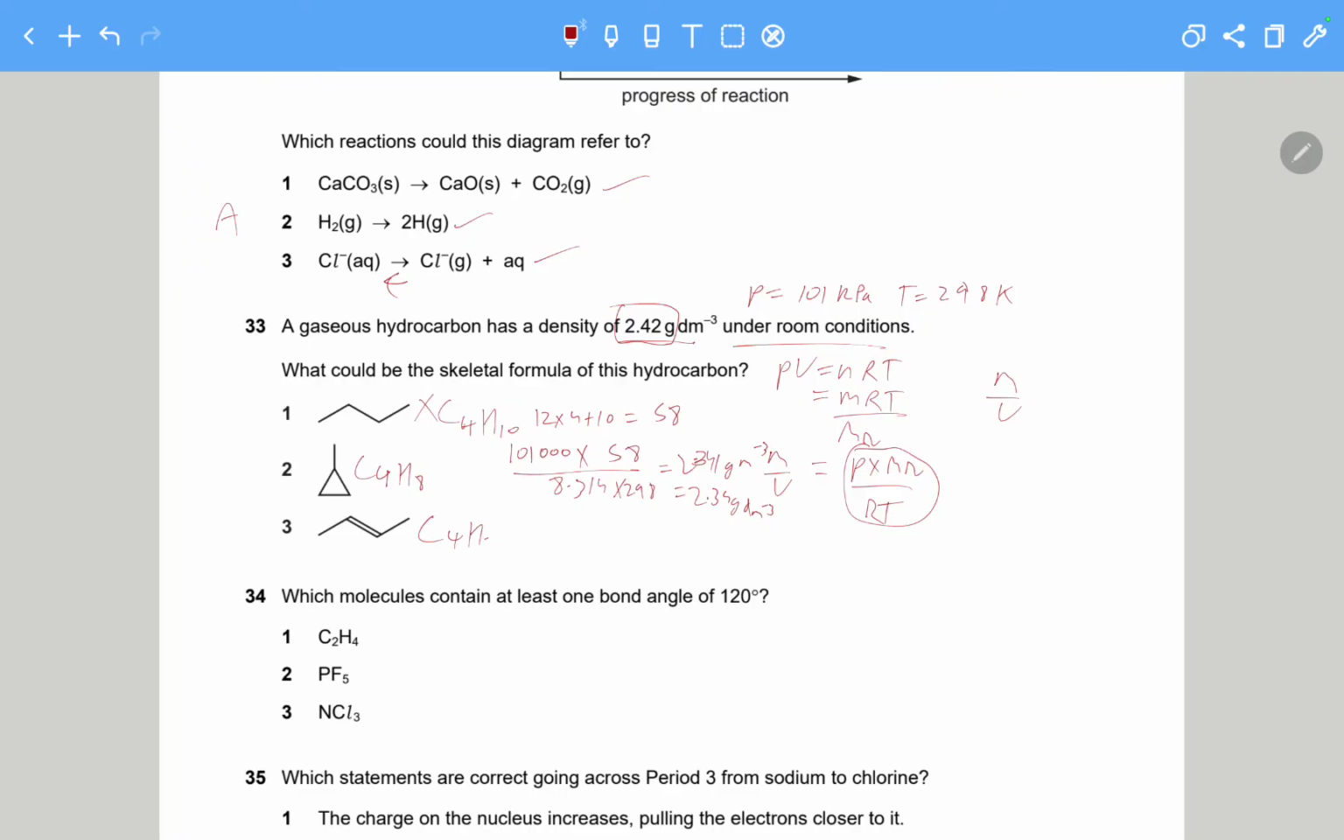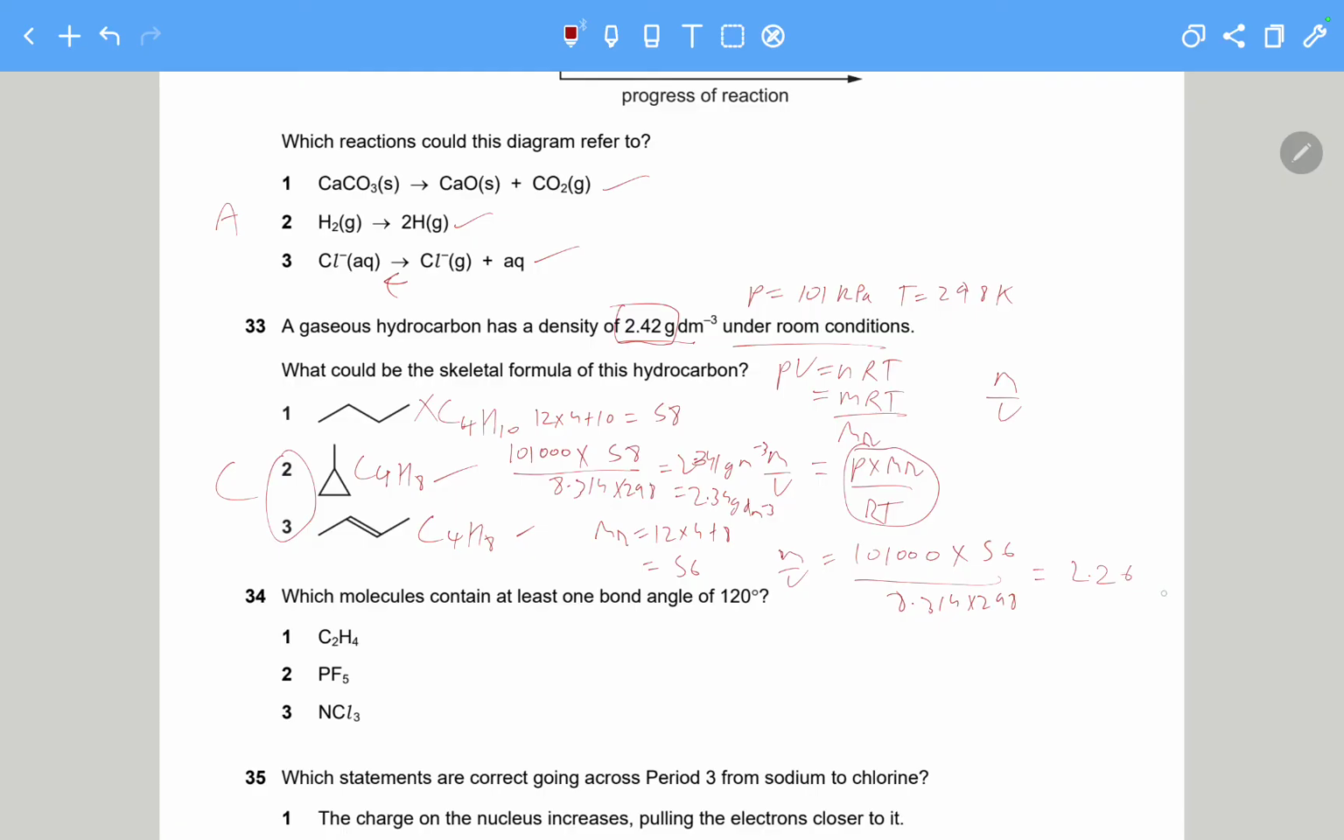C4H8, which is the same for both of them. So you can clearly see that if it is correct for option 2, it will also be correct for option 3, because both have the same molecular formula, and we have to have at least one correct answer. So it has to be both of them, which should give us C, but we'll always confirm because it's always good practice. So we know that the Mr is equal to 12 into 4 plus 8, which is equal to 56. And the density m over v is equal to 101,123 into 56 over 8.314 into 298, which is equal to 2.26 gram per dm cube.